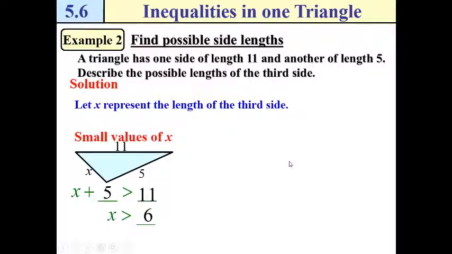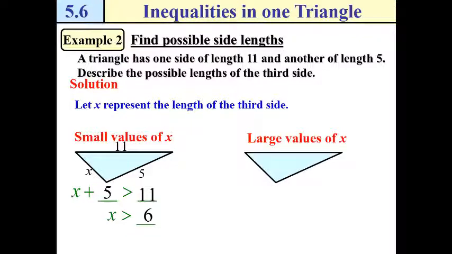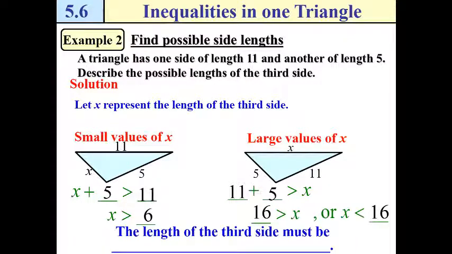Now considering x as the third side that is really long, the longest side, we will use these values here. By adding these two sides, 11 plus 5 must be bigger than the third side, the longest one, x. Then x is less than 16. Then the possible side length of the third side must be greater than 6 and less than 16.